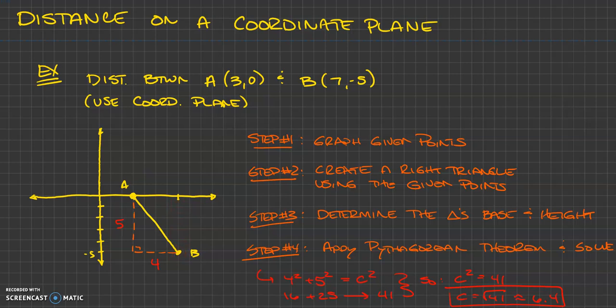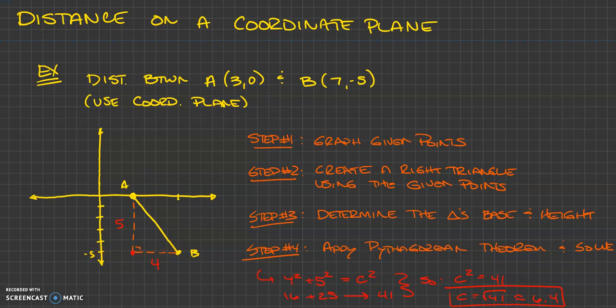My next step is to create a right triangle using the given points. And so for that, I simply follow my vertical axis from point A straight down. And then I go to point B and I create a horizontal line following this x-axis. Well, it's not the x-axis, but this line parallel to the x-axis. And I'm looking for the point where they intersect. And they intersect right there.